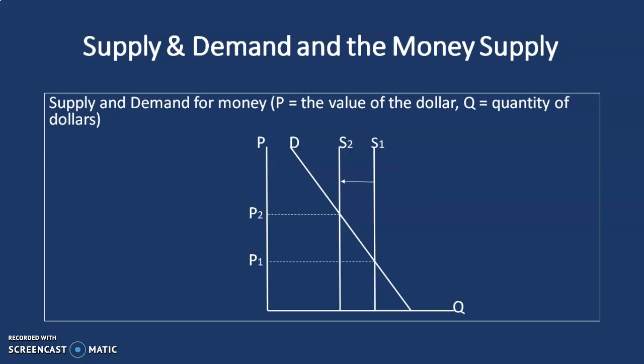Now, obviously, the opposite will happen if we decrease the supply of money, which the Fed has the power to do. If we decrease the supply of our money, the value of the dollar will actually increase. We'll go from P1 to P2. By decreasing the supply of dollars in the economy, the value of the dollar will increase.